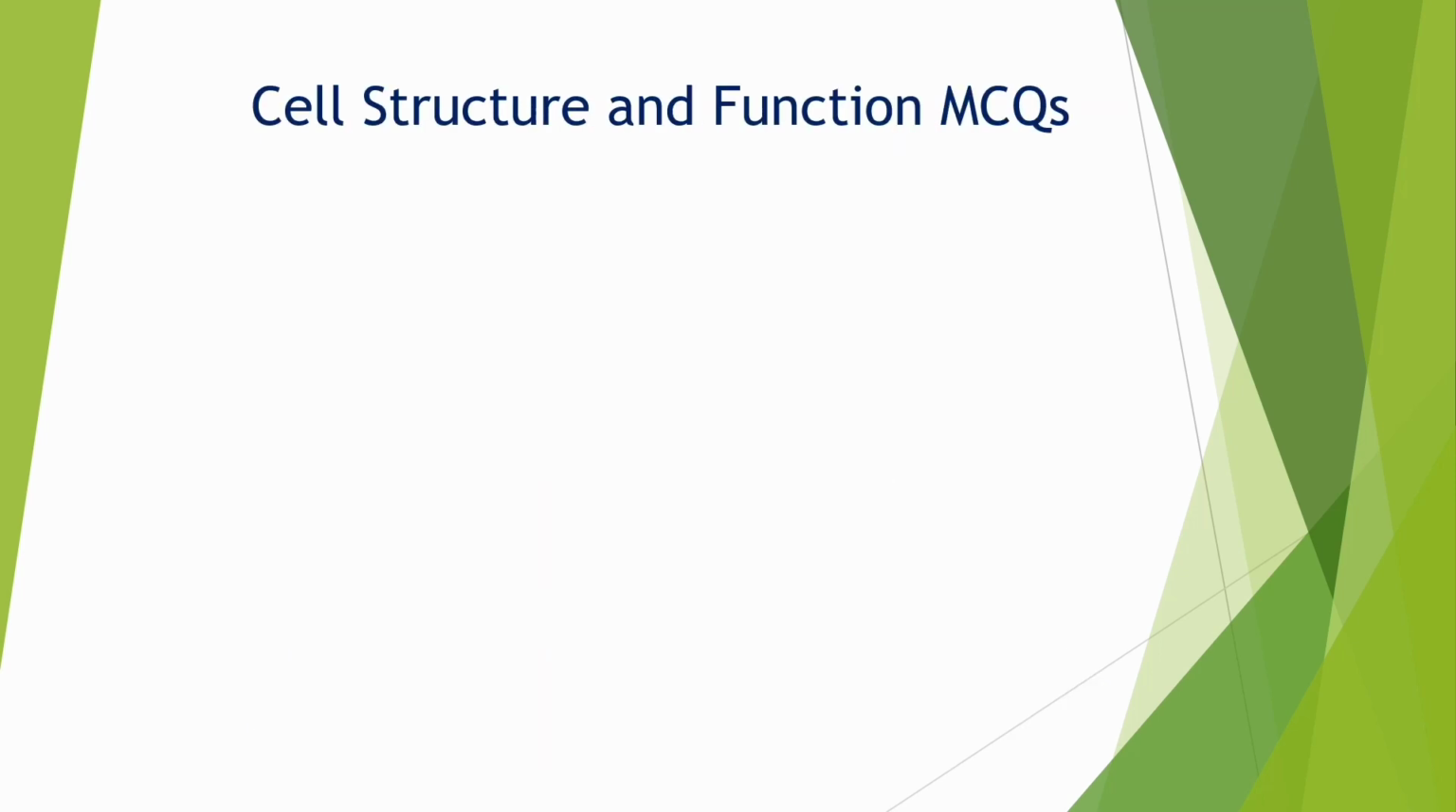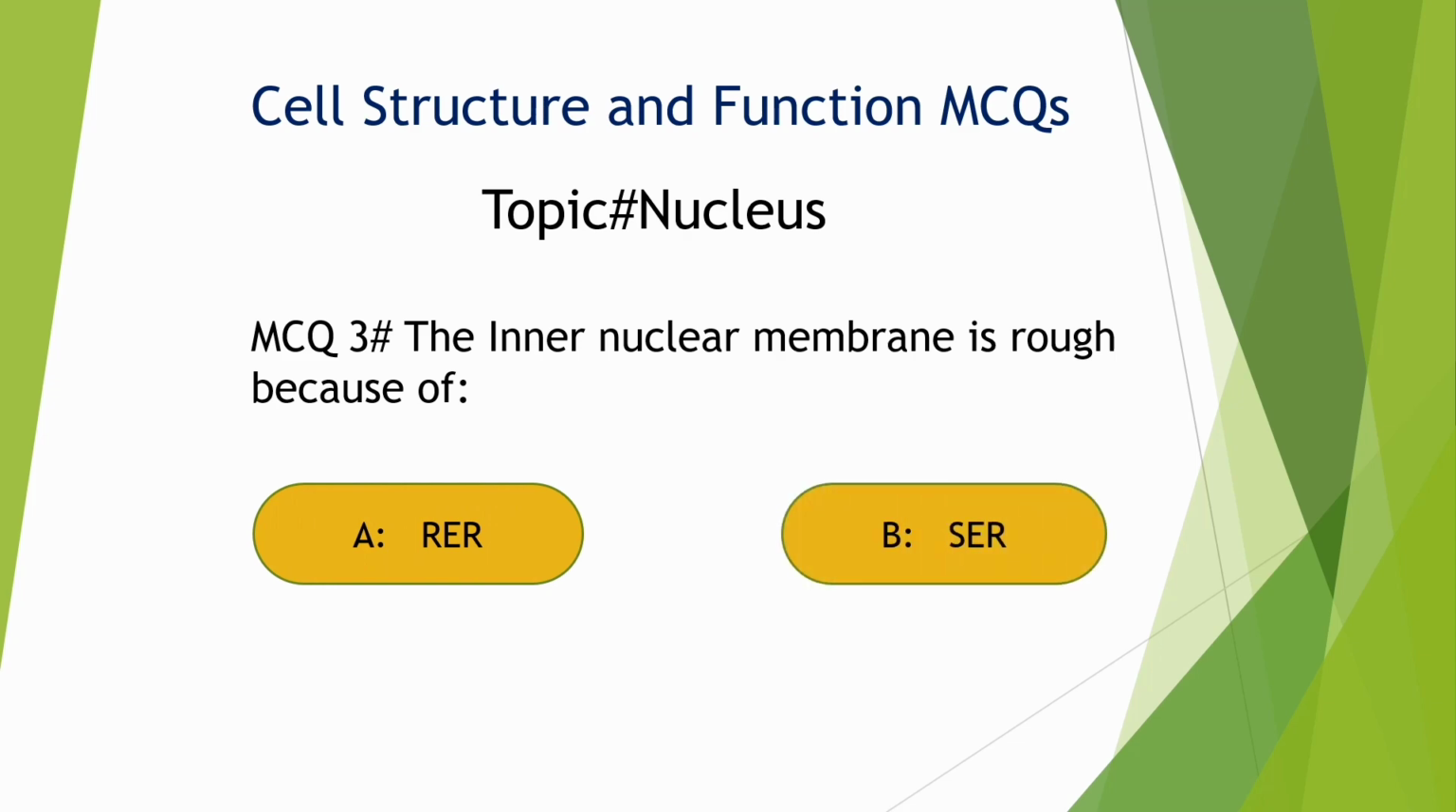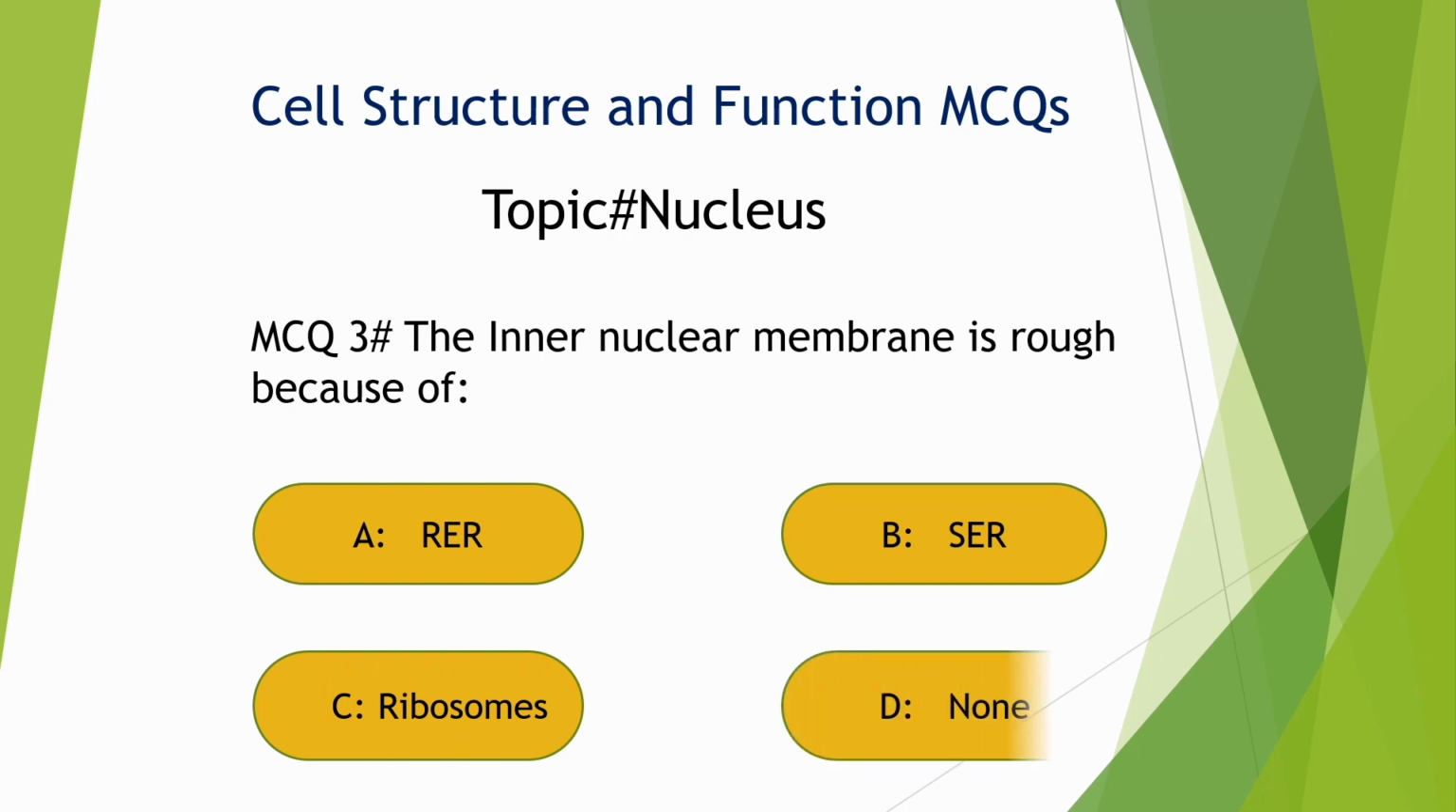Cell structure and function MCQs. Topic Nucleus. MCQ number 3. The inner nuclear membrane is rough because of option A RER, B SER, C ribosomes, D none. Correct option is option D, none.